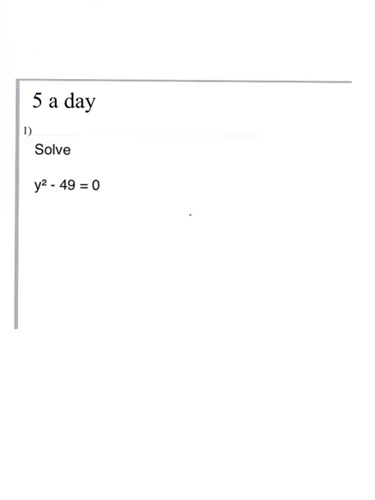Okay, so question 1. y squared minus 49 equals 0. We need to find what y equals. So we need to keep the y squared on the left hand side, and we simply move the 49 to the other side. When we move the number to the other side, we need to change the sign. So that's going to be plus 49. So now we've got y squared equals 49.